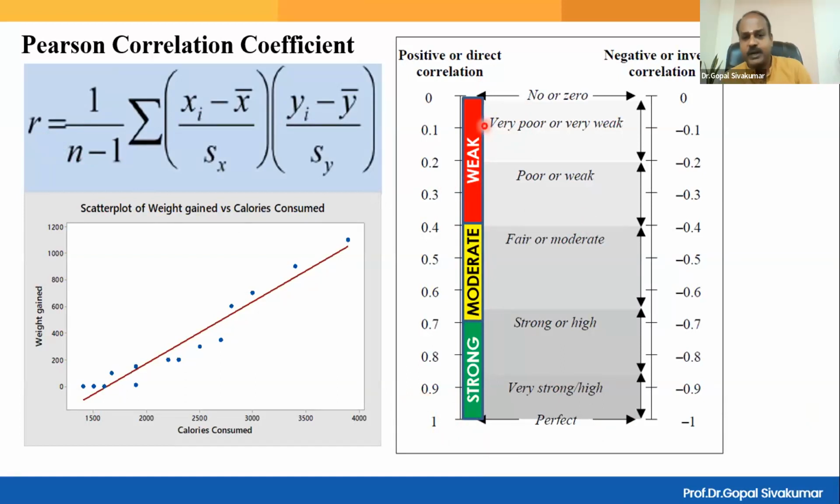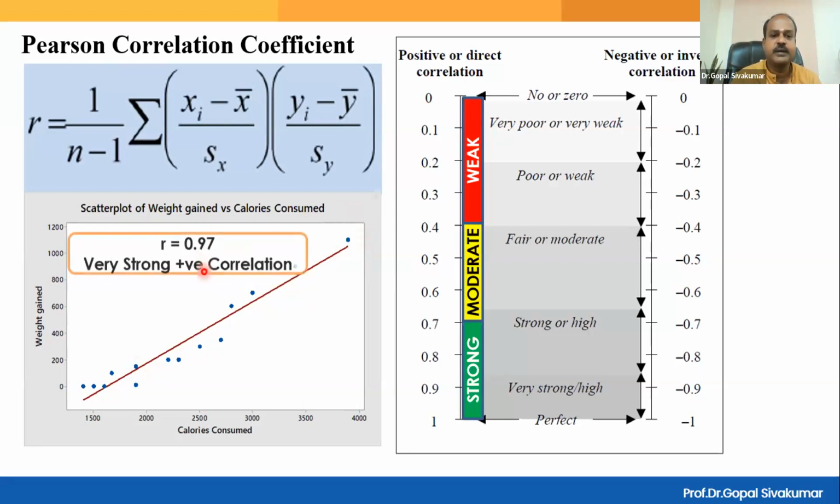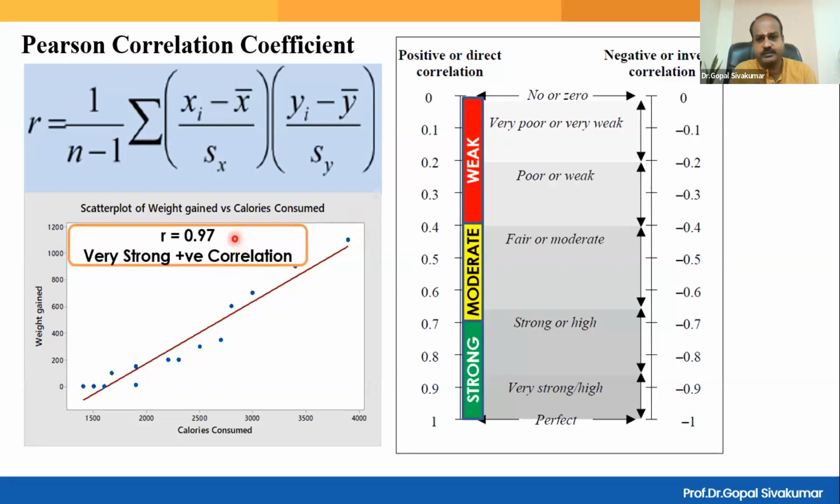When R is 0 to 0.4, this is known as weak relationship or weak correlation. 0.4 to 0.7, moderate correlation. 0.7 to 1, strong correlation. More than 0.9, very strong. Now look at the diagram and tell me, are you still able to find out? I will show you the R value for this now. What is the R value? 0.97.